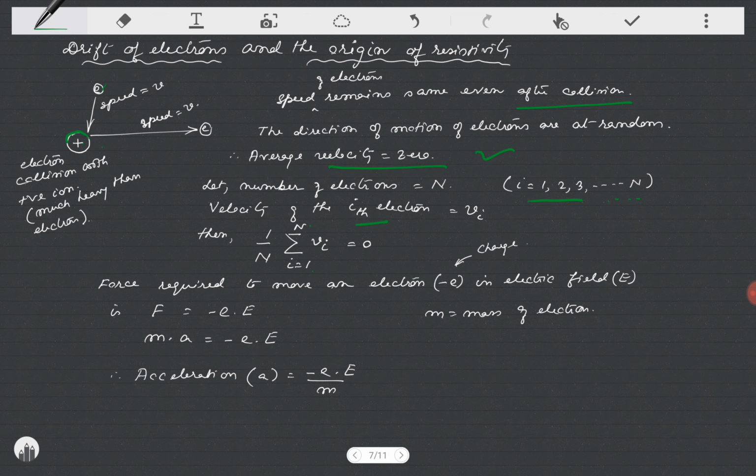The force required to move an electron of charge minus e in the electric field E is equal to minus e into E. So F is equal to force, which is mass into acceleration. So if we accelerate the electron, a is equal to minus small e into the field E divided by m.